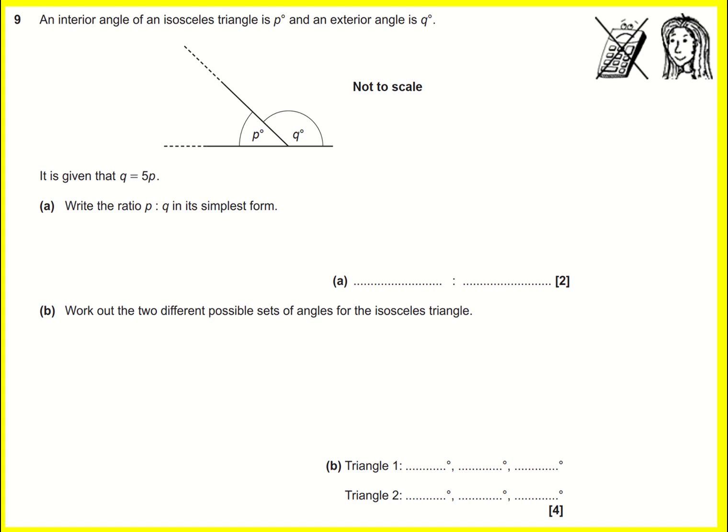Right, we've got some ratio to start with. We're asked to simplify P to Q, but we are told that Q is actually equal to 5P. And so I can replace Q by 5P, and I can write it like this. But it's not in its simplest form now. I've got a common factor of P.